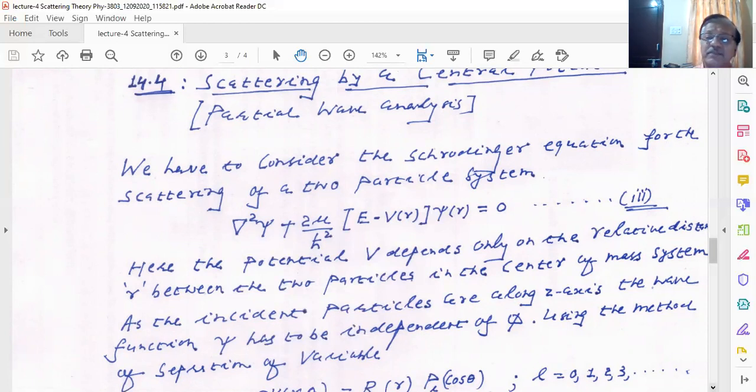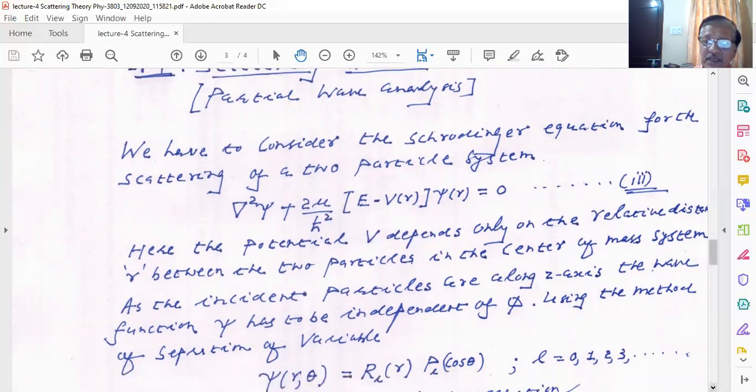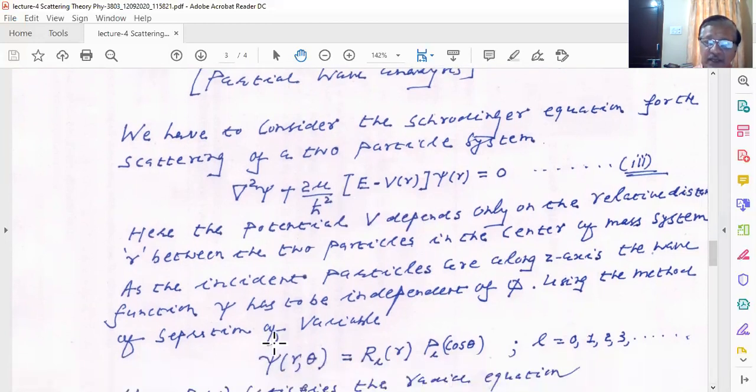I want to solve this equation because I have a system of two particles, and I want to solve this Schrodinger equation for a system of two particles where mu is the reduced mass of the system, which you have studied. So here you can see I can write my wave function, because it is a function of r and theta, it is independent of phi.